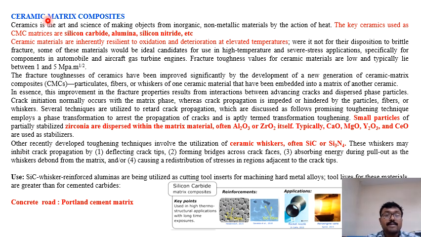Next one, ceramic matrix composite. Ceramic is the art and science of making objects from inorganic, non-metallic materials by the action of heat. The key ceramics used as matrix in CMC are silicon carbide, alumina, silicon nitride, etc.